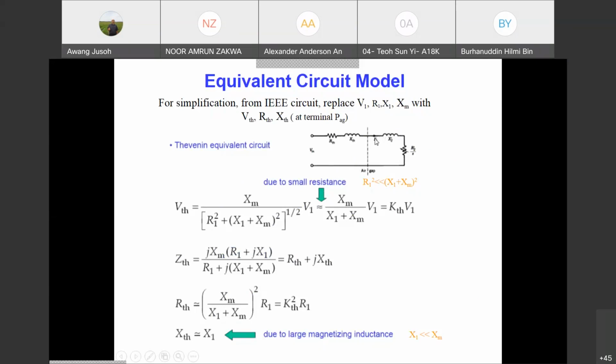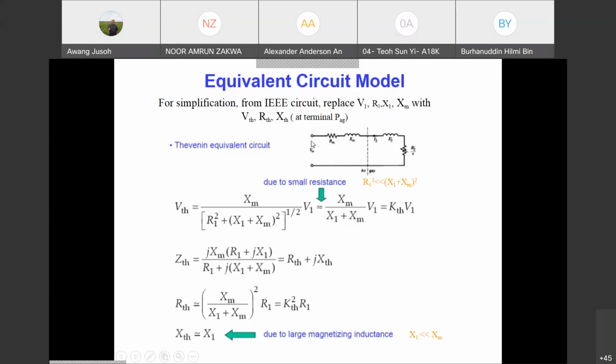From I2, we can find the power. From the power, you can find the torque. So basically, Thevenin can give you the current, the power, and the torque. Alright, but it does not give you the stator current. That means without the stator current, you cannot find the efficiency. If you want efficiency, you need to find the stator current, right?